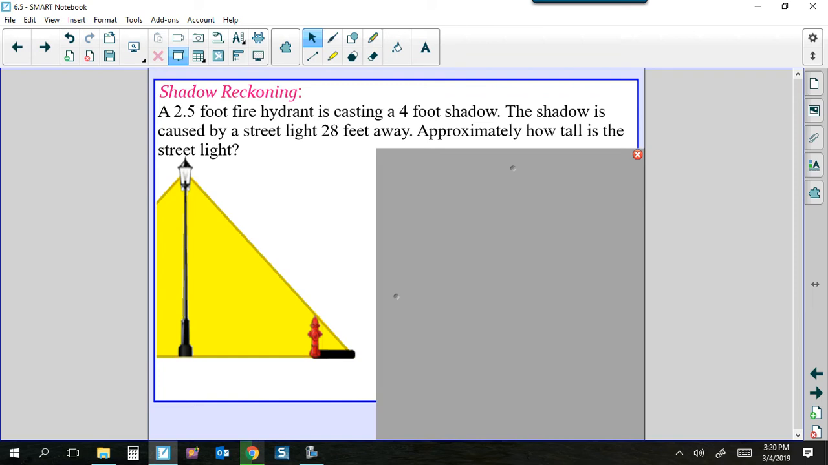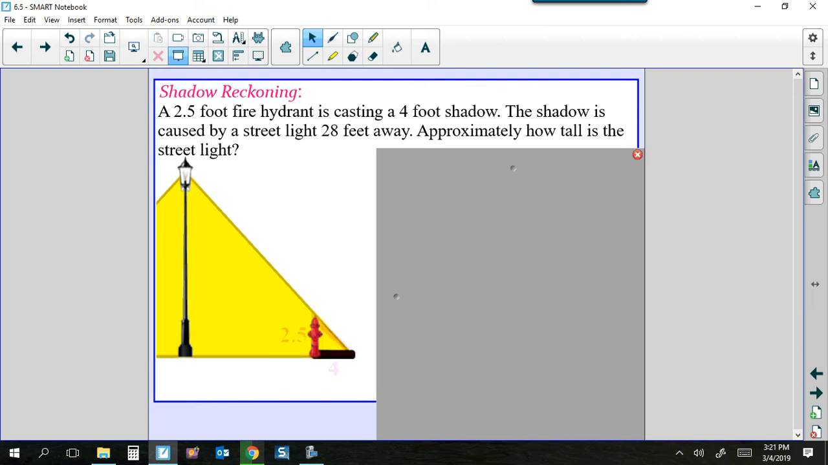So you have a 2.5-foot fire hydrant that's casting a 4-foot shadow. The shadow is caused by a streetlight that is 28 feet away from that fire hydrant. You're figuring out approximately how tall that street light is. So we're going to go ahead and label everything and get everything set up. The first thing that I'm seeing is the street light with the actual light itself is creating a triangle. And then the fire hydrant here is creating a triangle. So we have a big triangle and a small triangle.